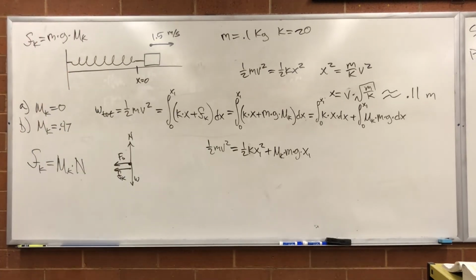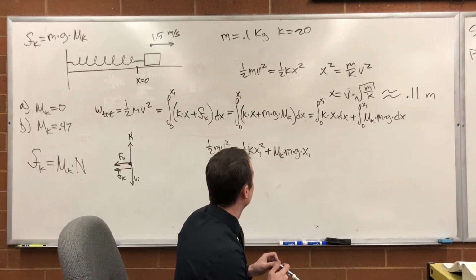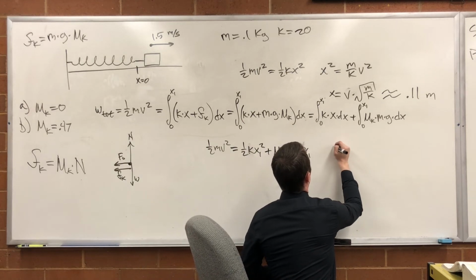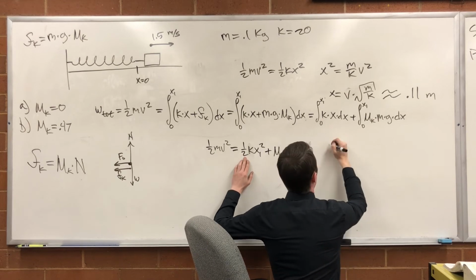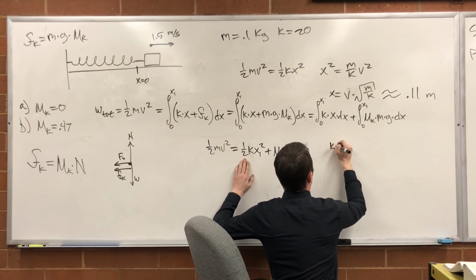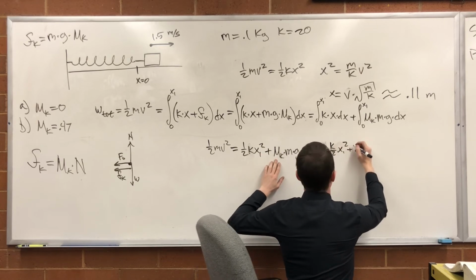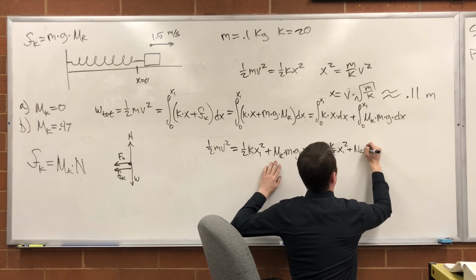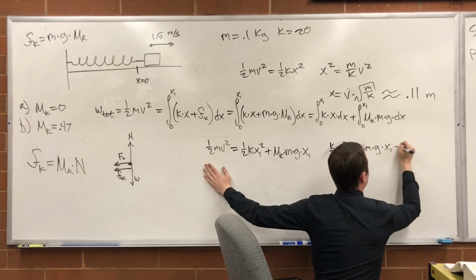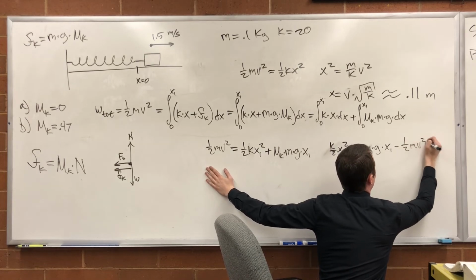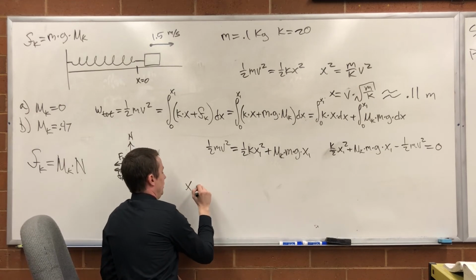Oh, what an ugly problem. We have to use a quadratic equation. So let me write the coefficients of this first. We have k over 2 times x1 squared plus mu sub k times m times g times x1 minus 1/2 mv squared is equal to 0.